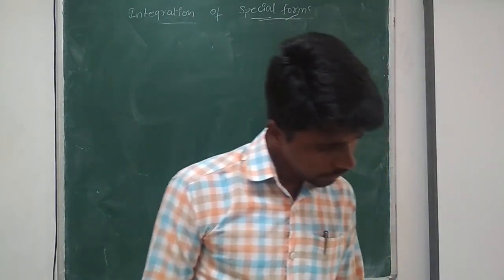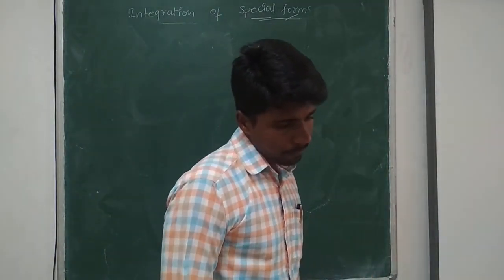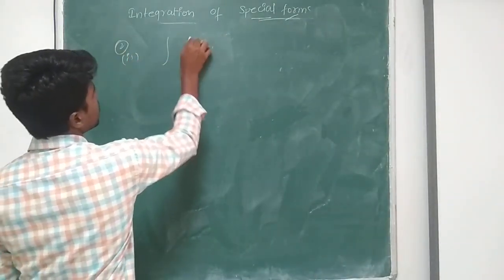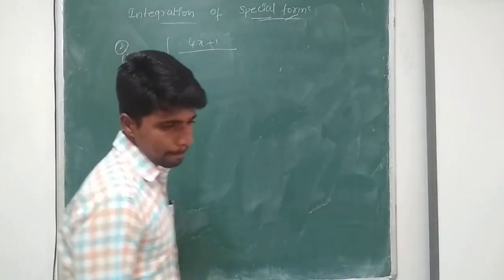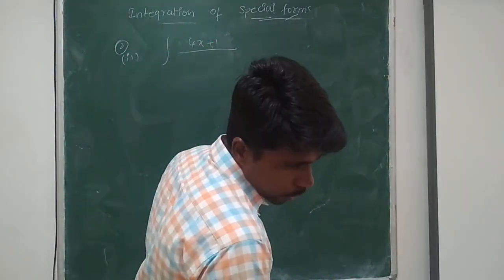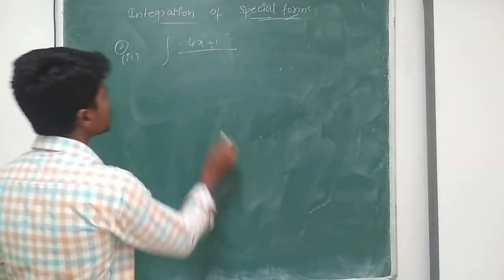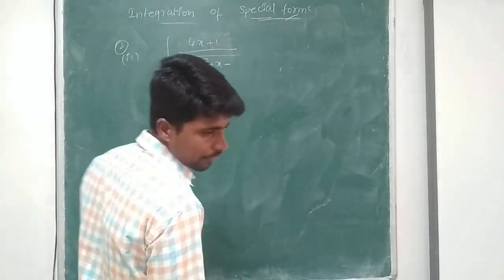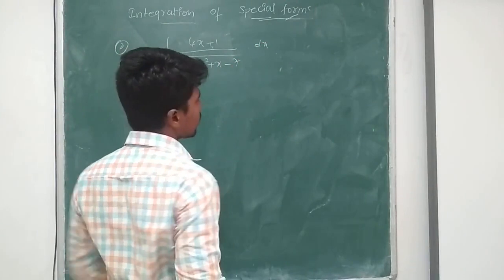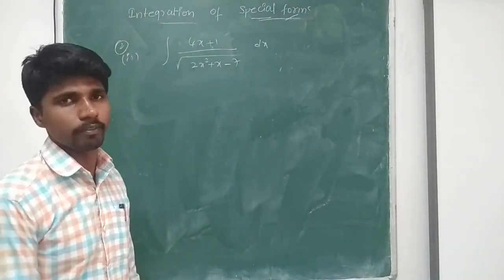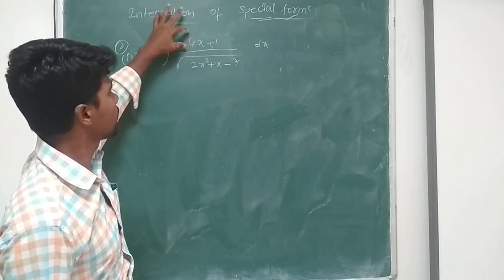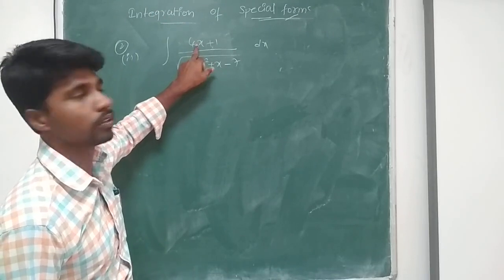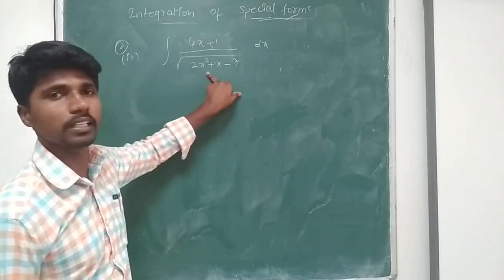Take a question like integral of (4x plus 1) by root of (2x square plus x minus 7) dx. I check whether it is in the form of the first one or the second one. The function is in the denominator. I can take this one as f of x or this one as f of x. But if I take this one as f of x, what is its derivative? 4. So I couldn't find it. So I must take this particular thing as f of x.